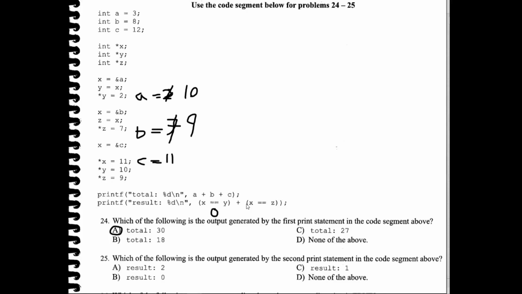And it says, is x the same address as z? And we know that z is the address of B, and x is the address of C, so they're not the same, so that's also 0. And 0 plus 0 results in 0. The answer to 25 is B.